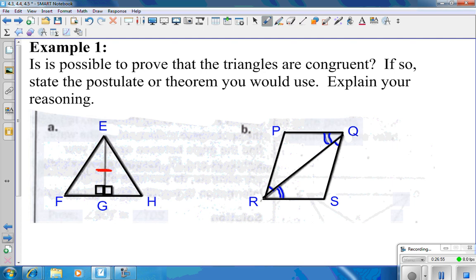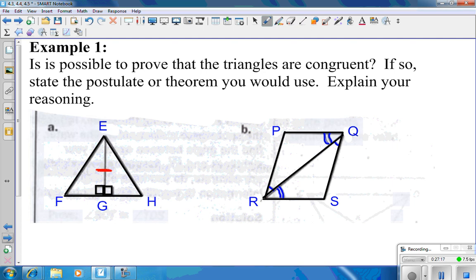The base. Okay, what about the base? It's perpendicular, so we know that these are 90. So now we have 90 degrees on both of them, and we know that they share a leg. Okay, so where's the hypotenuse? Are they the same?